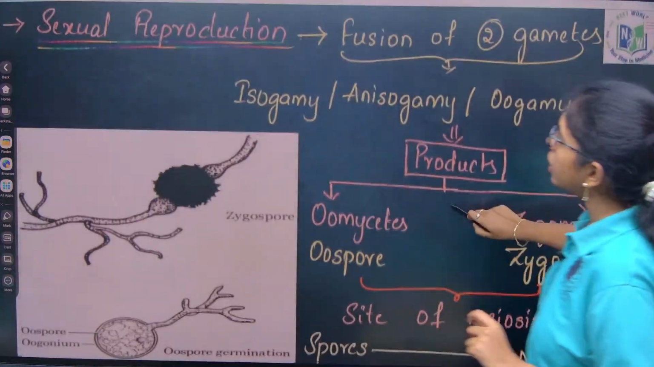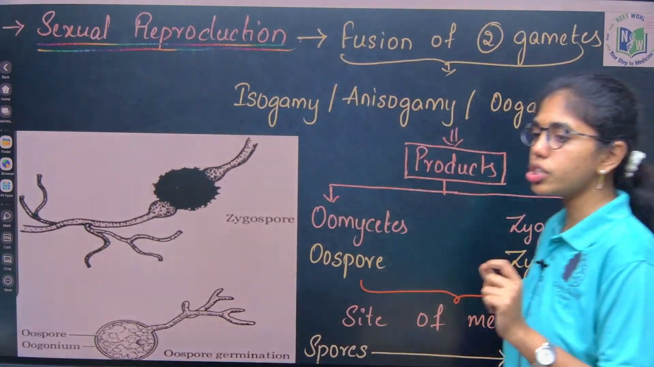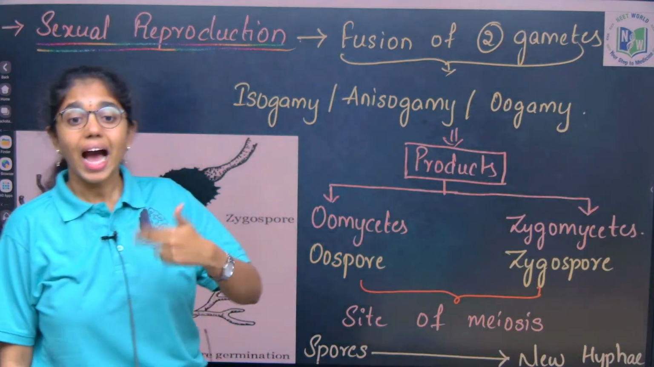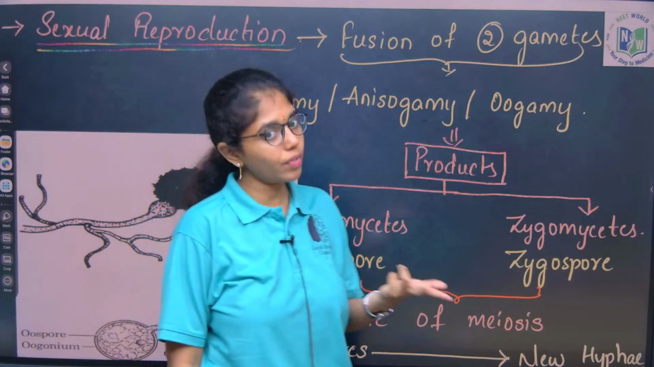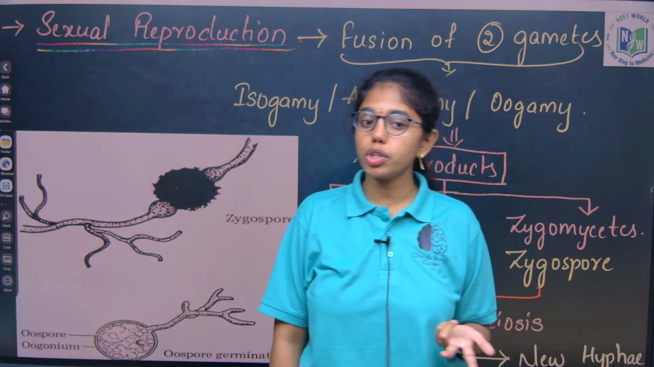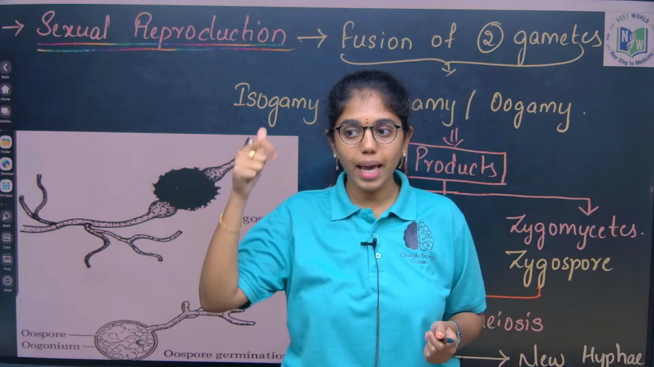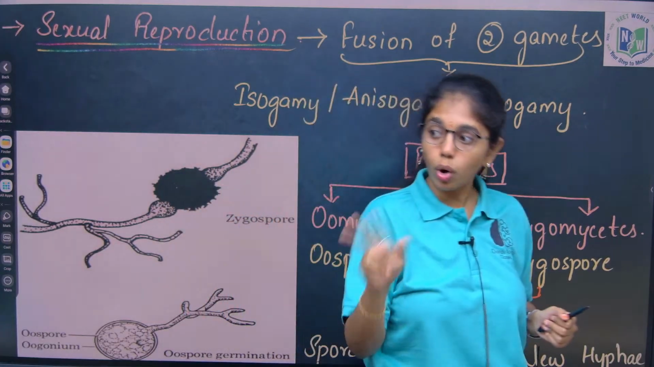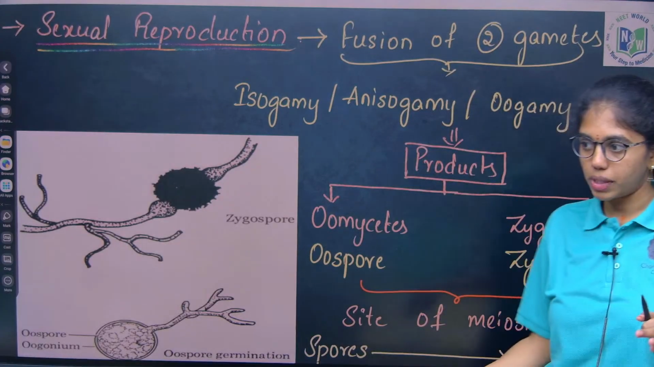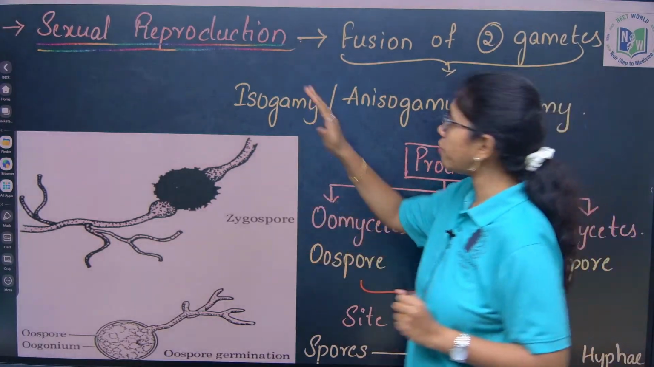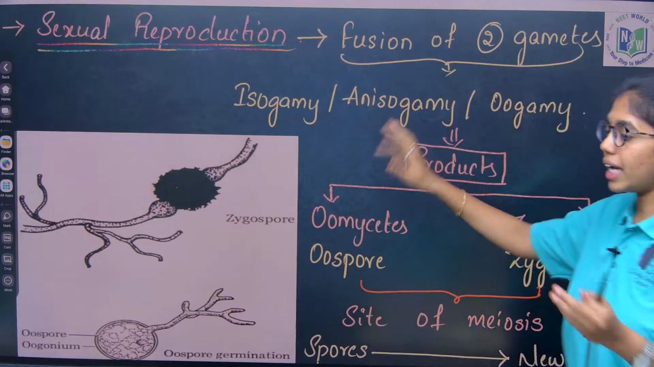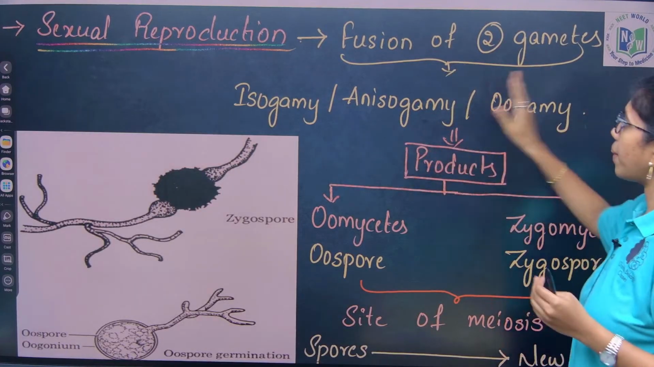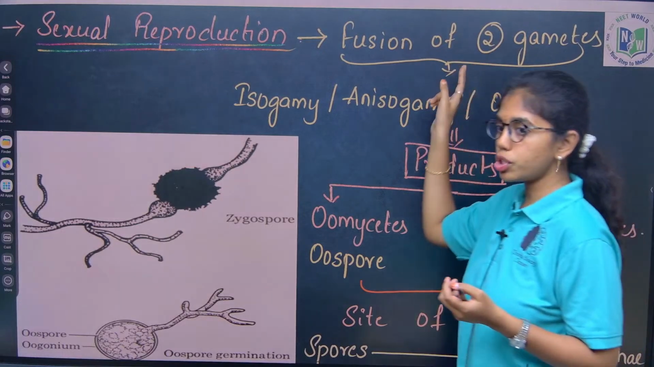Here you see sexual reproduction. Sexual reproduction is of course through fusion of two gametes, but in Phycomycetes, the advanced mode of sexual reproduction will not happen. Advanced mode of sexual reproduction includes plasmogamy, karyogamy and meiosis. These 3 steps will happen only in the Ascomycetes and Basidiomycetes. But sexual reproduction in Phycomycetes happens in any of 3 modes: isogamy, anisogamy or oogamy. That is fusion of gametes.